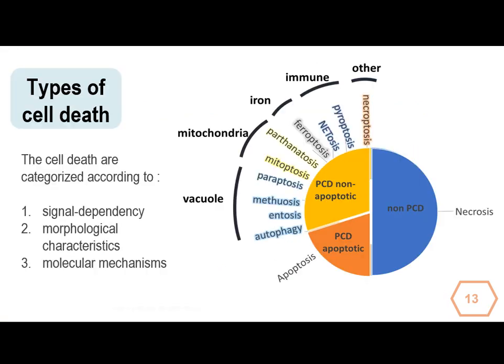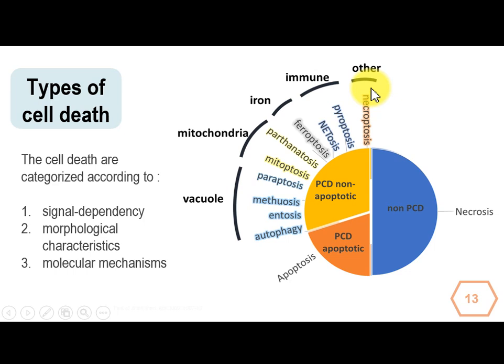There are several types of cell death. Apoptosis belongs to programmed cell death. The one on the left-hand corner is programmed cell death, but it is not apoptotic. So that's programmed cell death, and this one is non-programmed cell death. About 50% of cell deaths belong to necrosis. That's the proportion. And apoptosis is about one quarter, maybe less than one quarter, maybe one fifth.